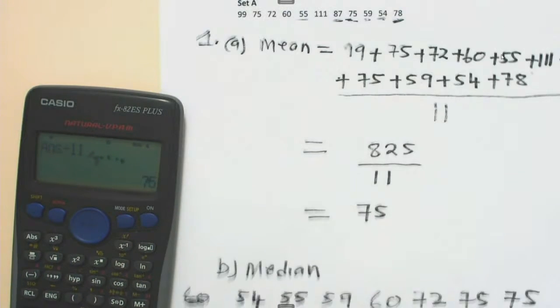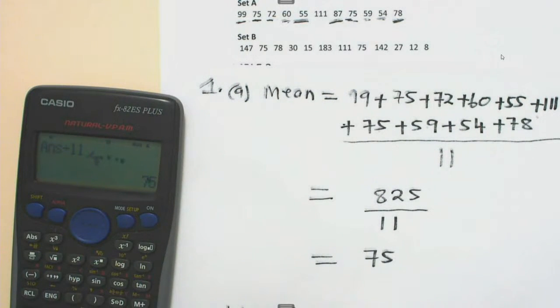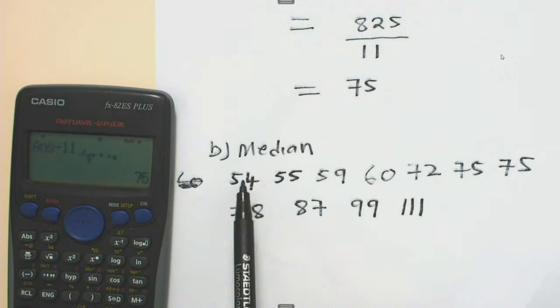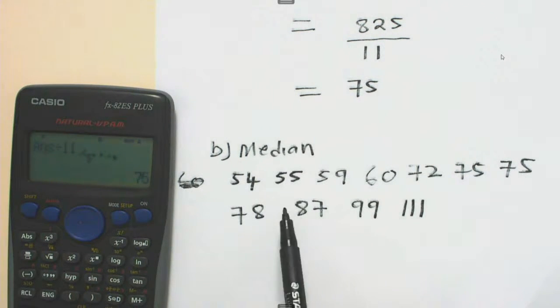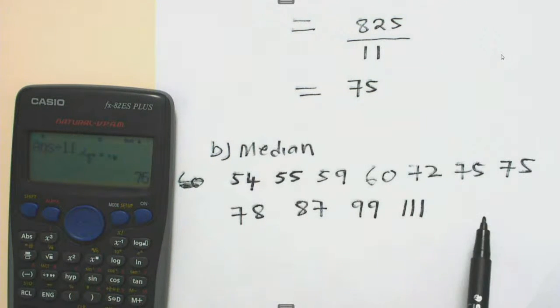Remember I said we can't find the median with data that is not arranged. It's the middle value in an arranged set of data. So we are going to split our data in two halves and get the middle number. Because we are having odd data, 11 is an odd number, we are going to have a single median, one median.